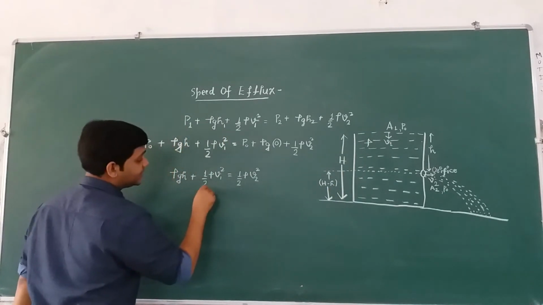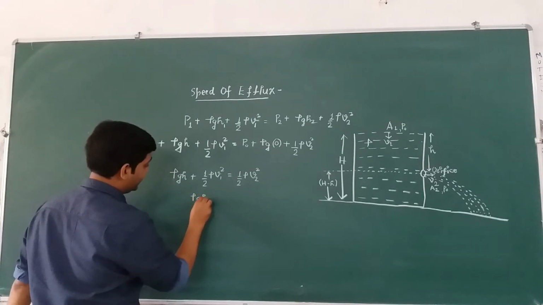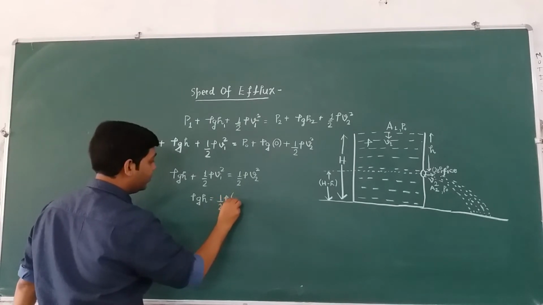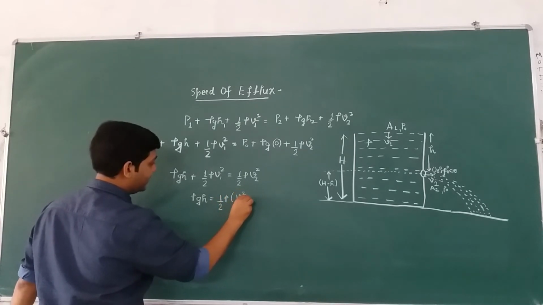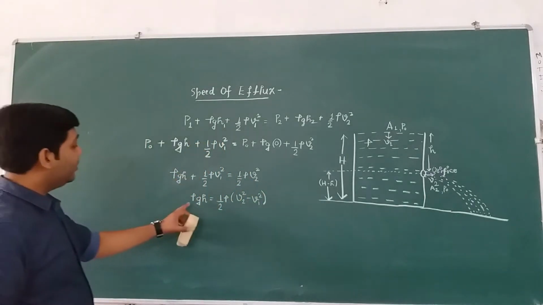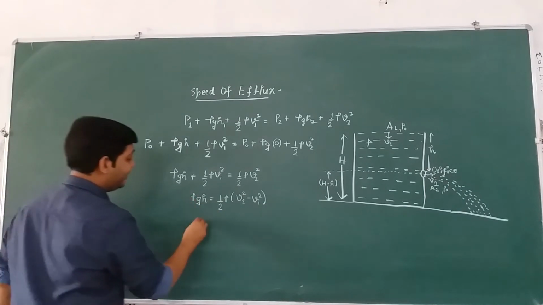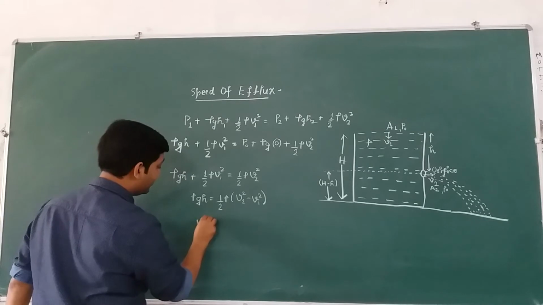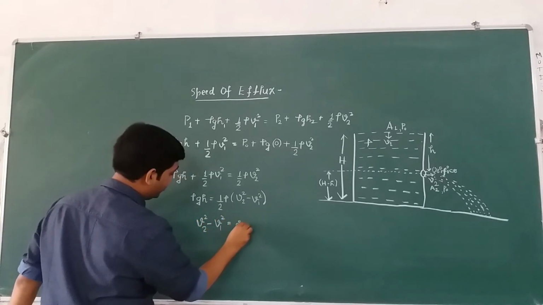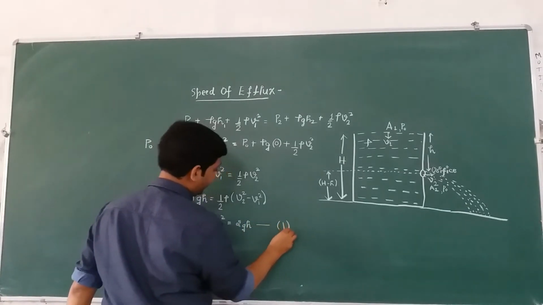So let us take this term that side. So we will have rho gh is equal to, taking out half rho common, half rho times V2 square minus V1 square. I hope this is clear to you. Now these density terms cancel out, and if we send this here, we will have V2 square minus V1 square is equal to 2gh. This is our equation number 1. Fine.